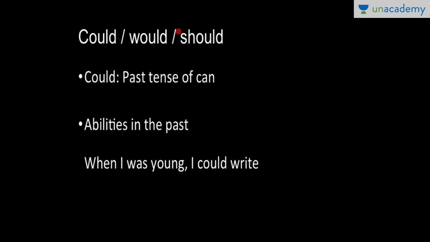Likewise, could is the past tense of can. So could also is used to talk about abilities in the past. For instance, when I was young, I could write, let's say, 5 poems in 1 hour. So I could is used to represent your abilities in the past. Here you cannot say, when I was young, I would write 5 poems in 1 hour. No, that would be wrong to use. Could is used to talk about your past abilities.